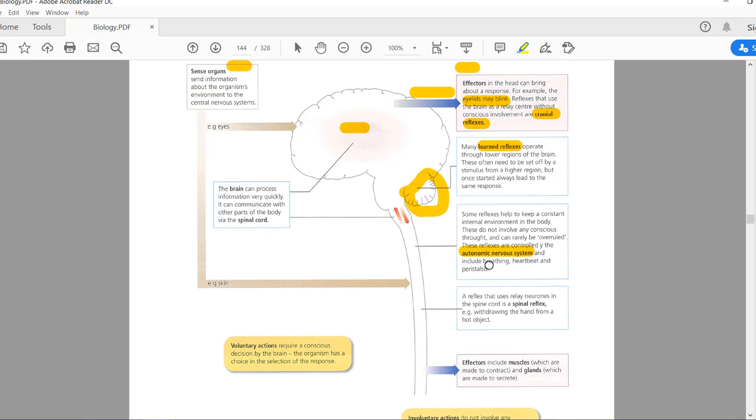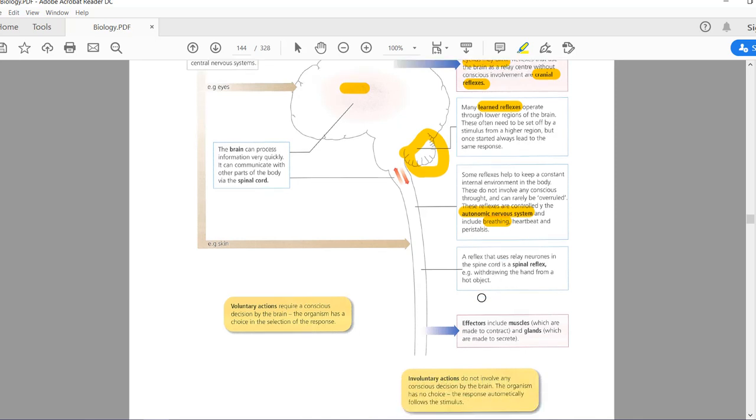Another example here, for example, you have breathing. The process of breathing, you don't control it, you don't need to think about it, it's happening just by itself. How is it happening by itself? It's happening because of the autonomic nervous system. The autonomic nervous system is controlling it.